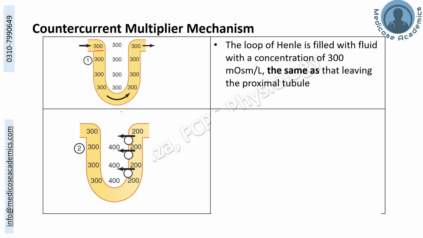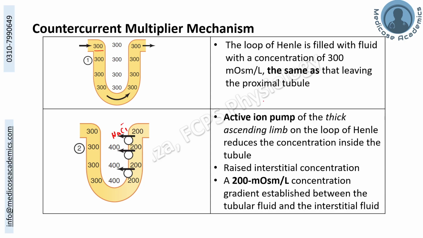Now, if we look at step 2, this is showing the active reabsorption of the salts from the thick ascending limb of the loop of Henle, which is highly permeable to the sodium chloride and can reabsorb it by the active transport mechanism. If you memorize, the sodium potassium 2 chloride mechanism. Now, as this is reabsorbing salts across this tubular segment, you can see the osmolarity inside the tubule has decreased from 300 to 200. And the osmolarity in the interstitium has increased from 300 to 400 because of the addition of this salt. So active ionic pumping creates a gradient of 200 milliosmoles per liter between the tubular fluid and the interstitium.